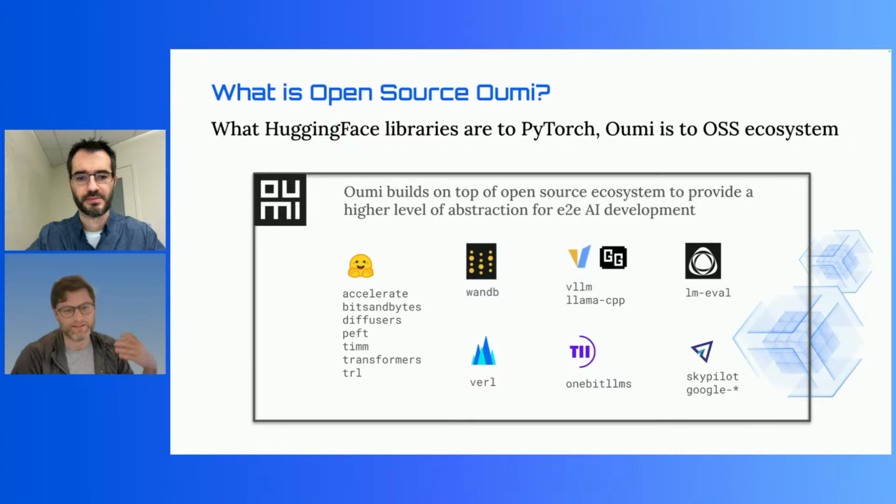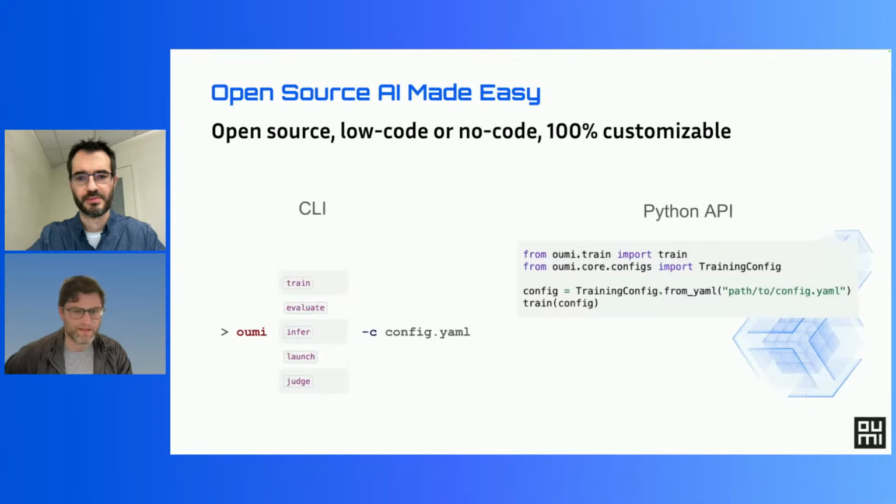In the same way that Hugging Face is one level of abstraction higher than PyTorch, Oumi is the same thing to the open source generative AI ecosystem. And what that means is that you can do open source AI really, really easily. You don't have to go through every time you want to do a task and code up your inference loop or your training loop, or actually call the eval libraries yourself. You can work at a much easier, high level of abstraction.